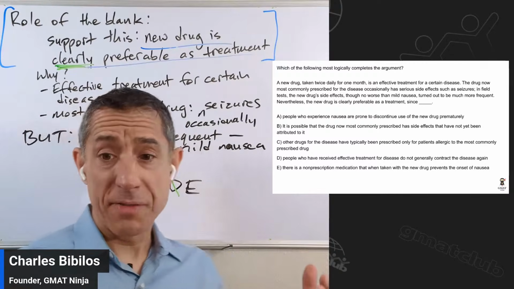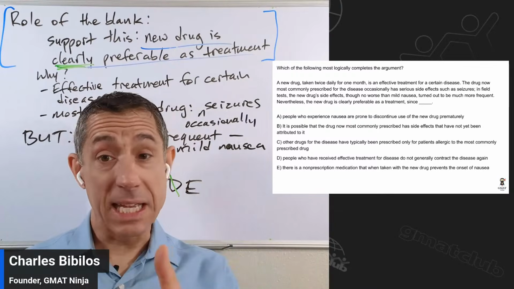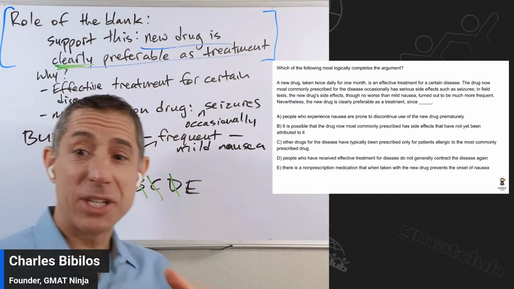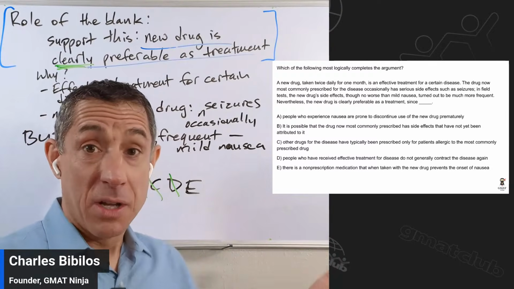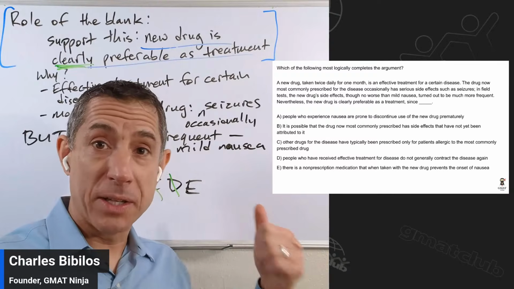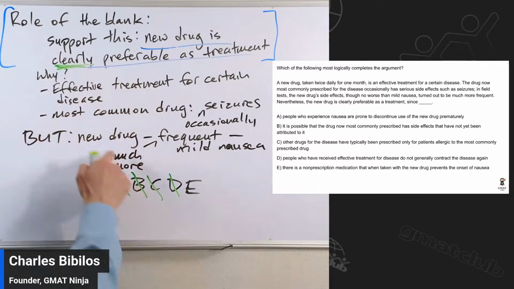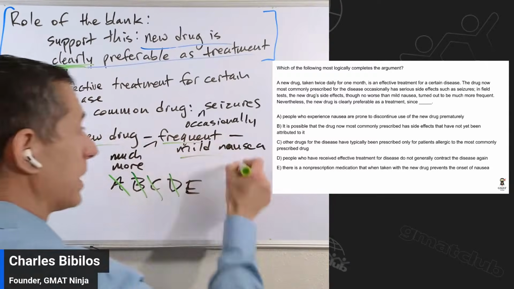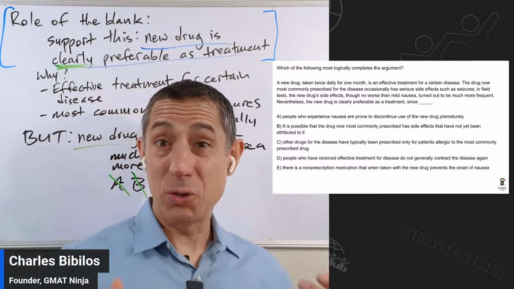Because again, both drugs are effective. E, I hope we like E. There is a non-prescription medication that when taken with a new drug prevents the onset of nausea. Great, perfect. That of course supports it because all you need to do is pop this non-prescription pill. You can go get it at your local drugstore. And we eliminate this only reason given in the passage why the new drug is not preferable, right?